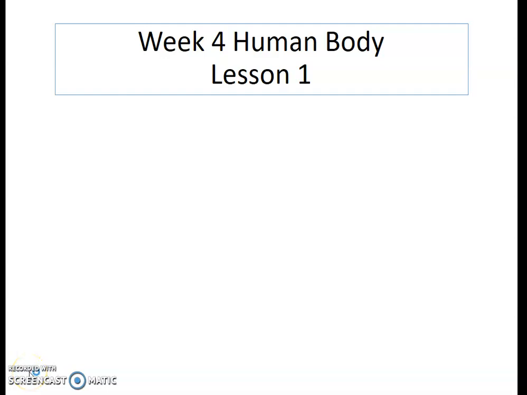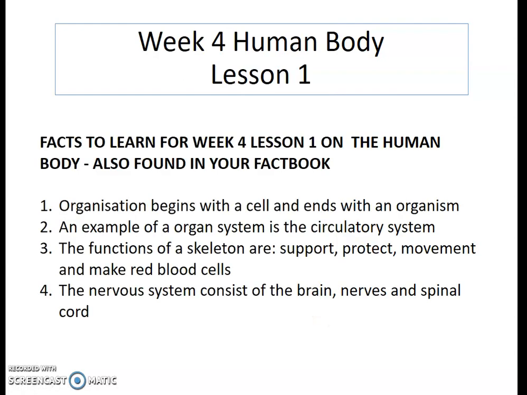So this week's topic is about the human body and this is lesson 1 of 2 based on this topic. Okay, so just as a reminder, the 4 facts that you will need to learn from this lesson are that the organisation begins with a cell and ends with an organism. An example of an organ system is the circulatory system. The functions of a skeleton are the following there on your screen or in your fact book. And the last one about the nervous system consisting of the brain, nerves and spinal cord.